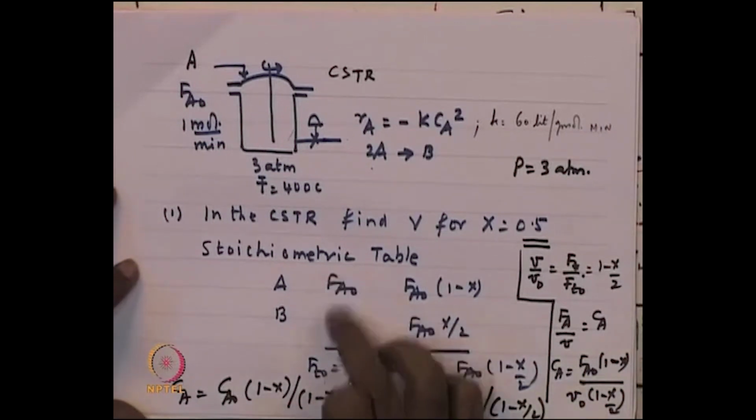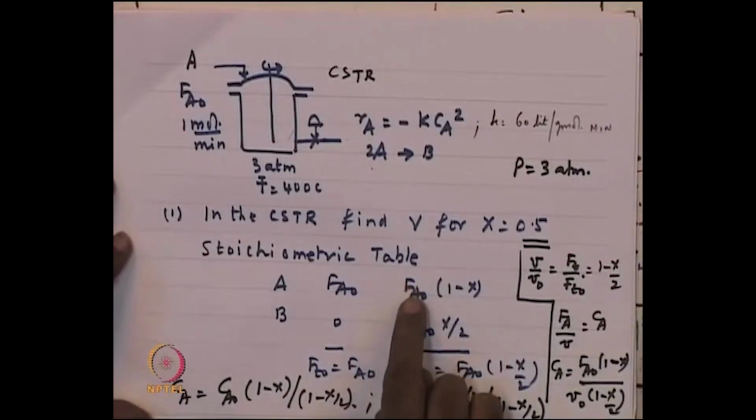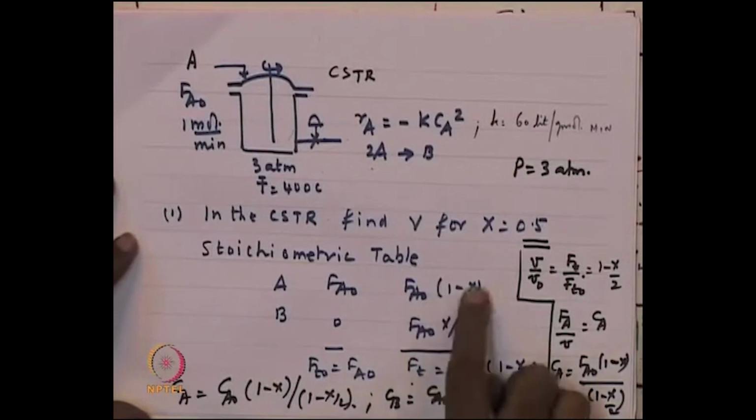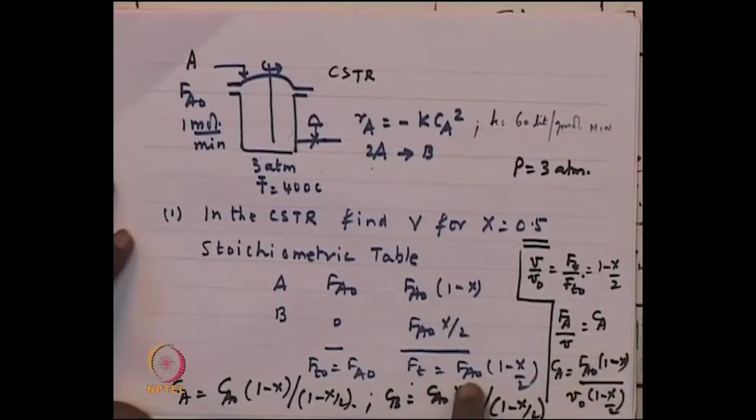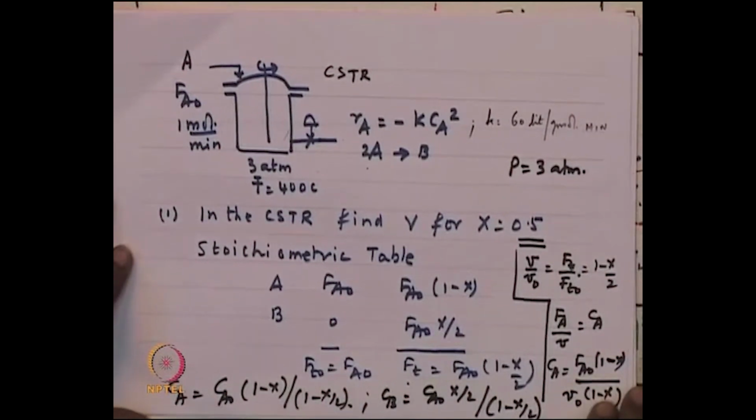So, if you add the inputs and the outputs, the input is Ft0, which is the total moles of component A coming in, which is the same as Fa0, and the total moles of what goes out, if you add A and B together, is Fa0 times 1 minus x by 2. So Ft0, which is Fa0, becomes Fa0 times 1 minus x by 2, and you can see there is a change in the number of moles because of chemical reaction.